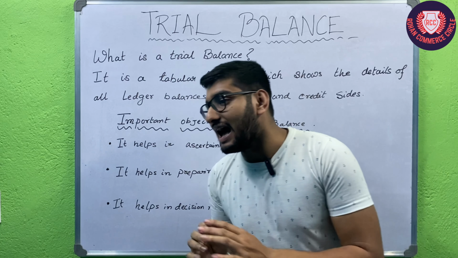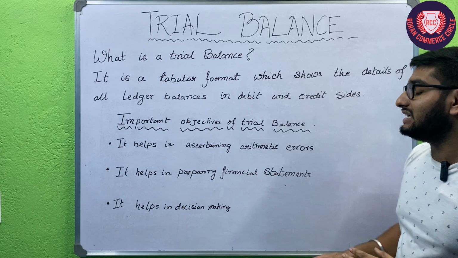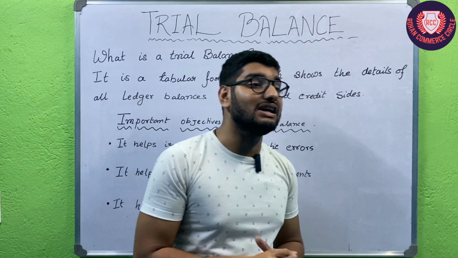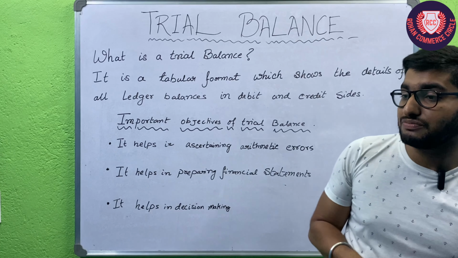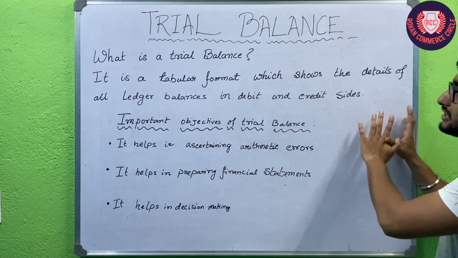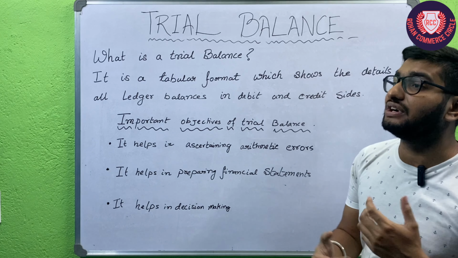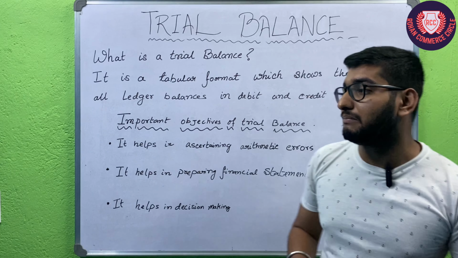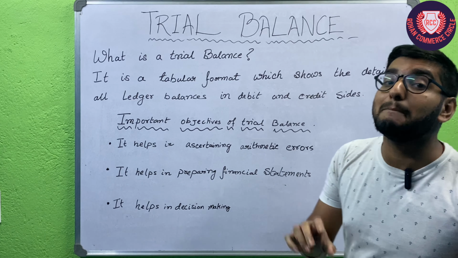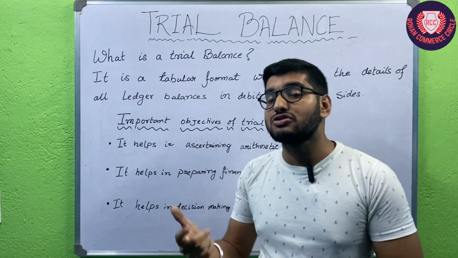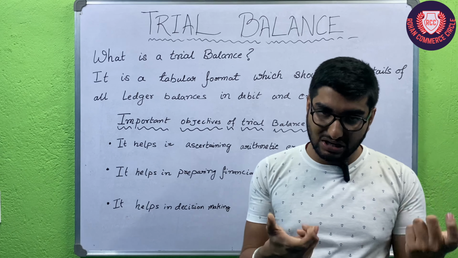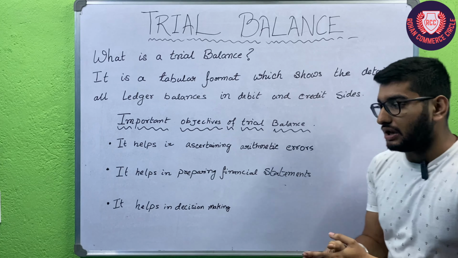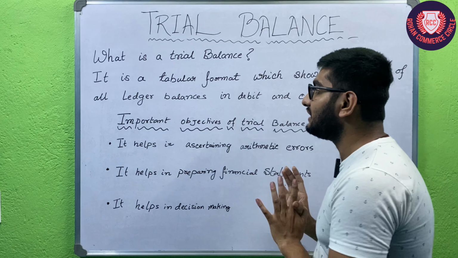Okay. And the last one, it helps in decision making. That means it will help in decision making by the management. That means if the management is seeing the trial balance, it will be helpful for them to take the decision. That means whether the company is making profits or losses and what are the balances. Basically, trial balance shows two balances which will be equal. That is, one debit balance and one credit balance. Okay, so that must be equal. Right? I hope this part you have understood.